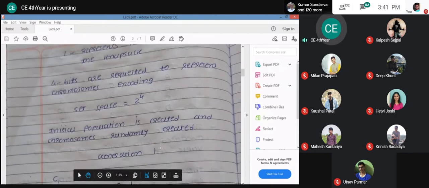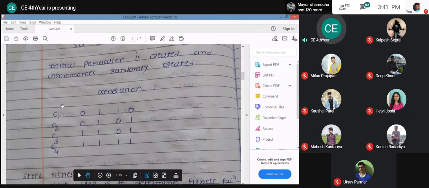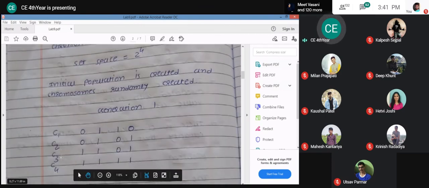So the initial population is created and the chromosomes are randomly created. Right now I am considering only 4 chromosomes, for easier calculation. Now, see here, in this case, C1 is one array.